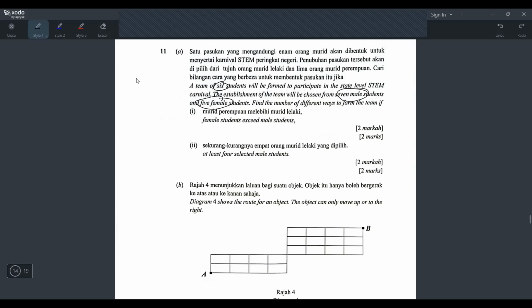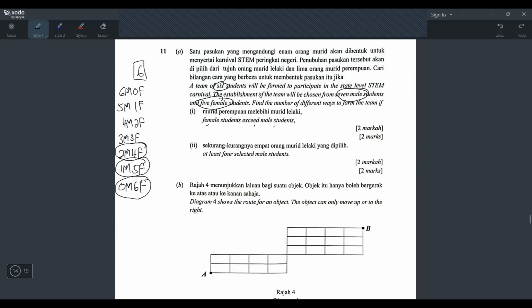So with 6 students, you either end up with 6 male, 0 female, or it can be 5 male, 1 female, or maybe 4 male, 2 female, right? You want to make up 6, or maybe 3 male, 3 female, or maybe 2 male, 4 female, or maybe 1 male, 5 female, or maybe 0 male, 6 female. So these are all the possibilities, right? But you don't have to do all of it. If you do all of it, you're just wasting your time. They only want you to find female exceed male. So you will only do female exceed male, which is this one, and this one, right?